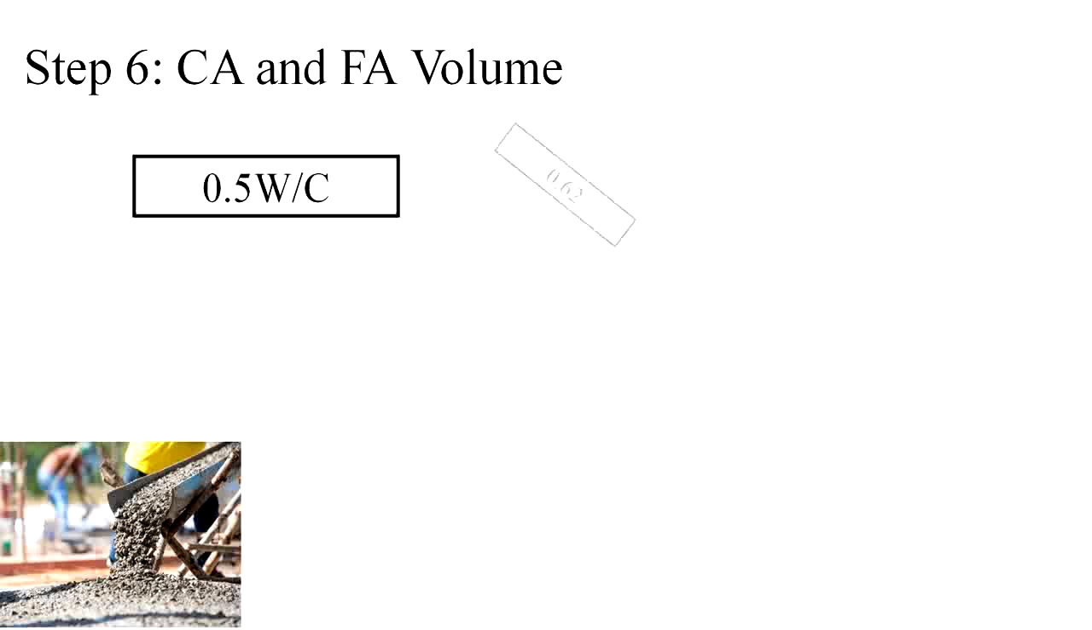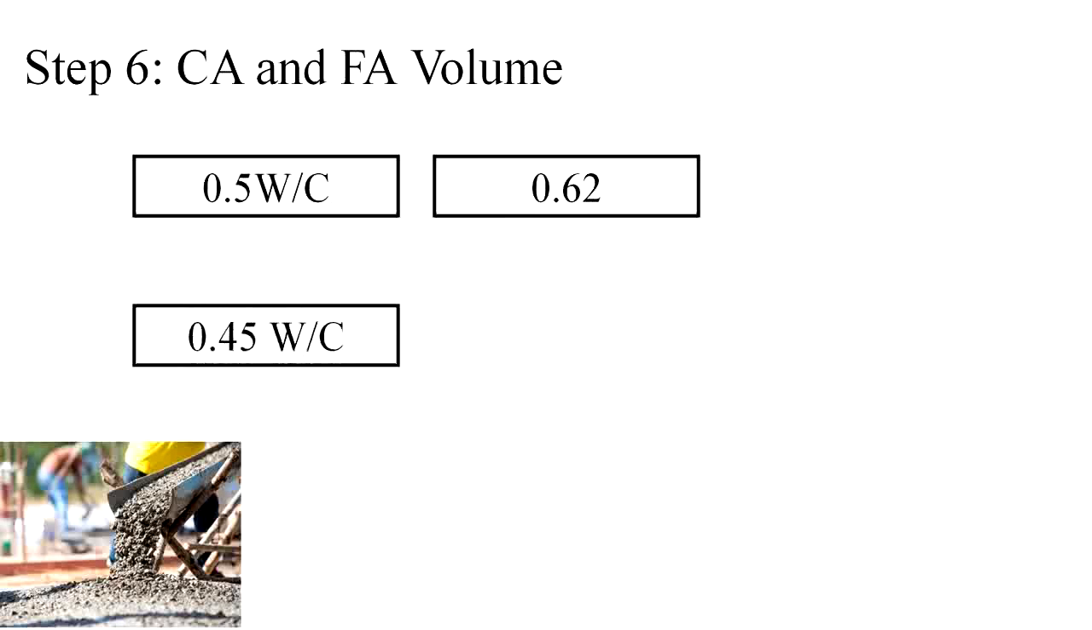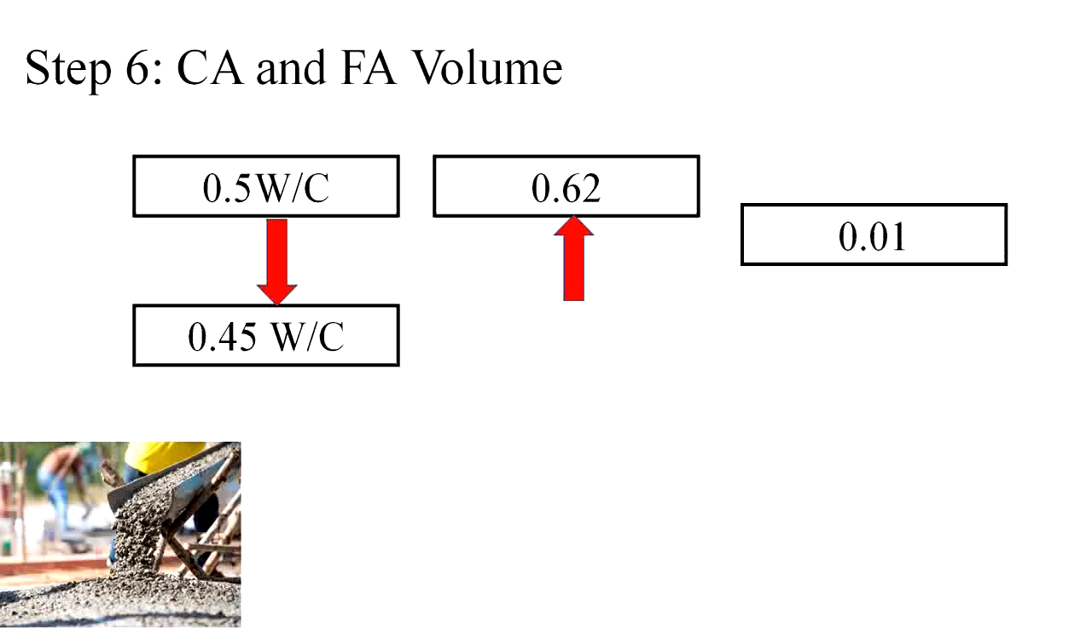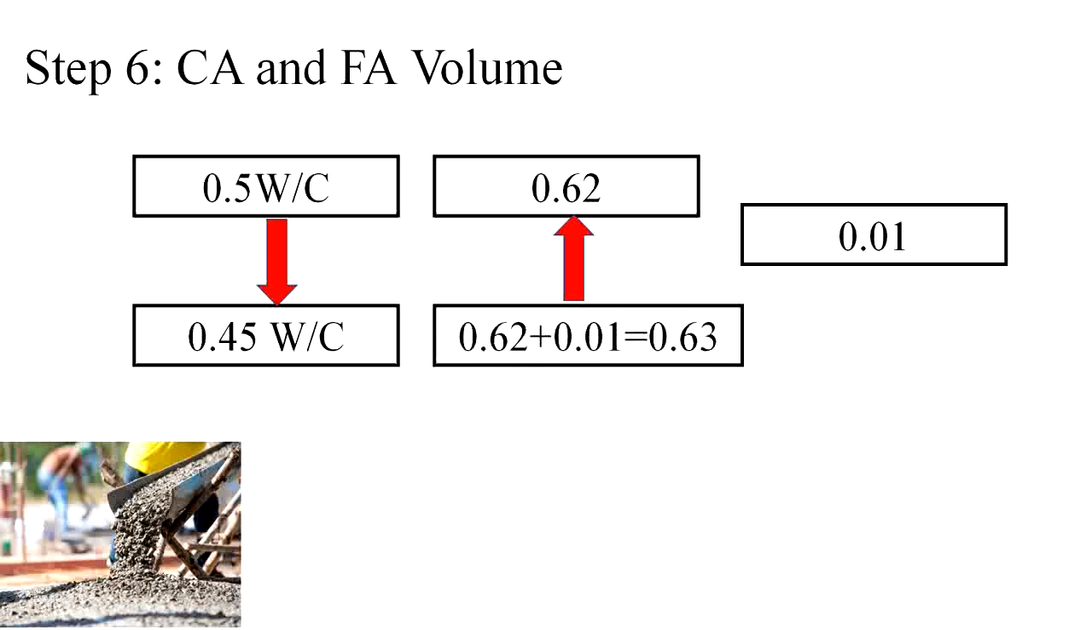The water cement ratio we are using is 0.45. From this we can conclude that the water cement ratio is decreasing. As the water cement ratio is decreasing, the volume of aggregate content should increase by 0.01. Therefore, the final volume of aggregate will be 0.62 plus 0.01, which is 0.63. So, finally we are getting the coarse aggregate content as 0.63.